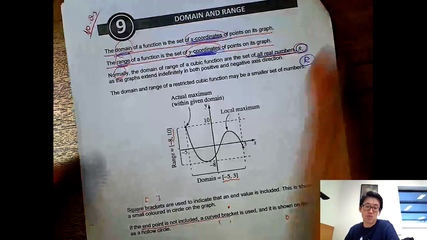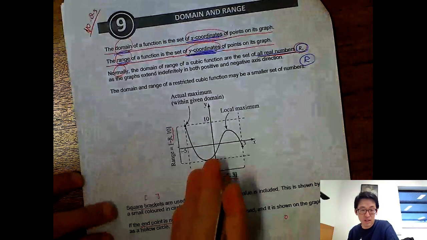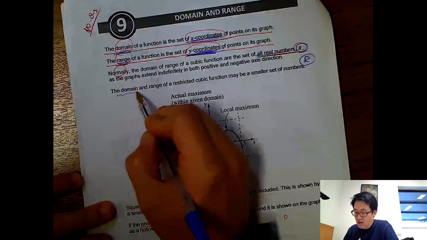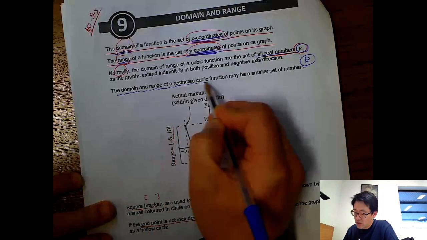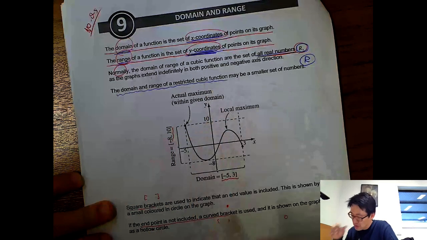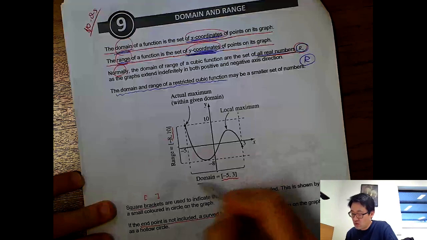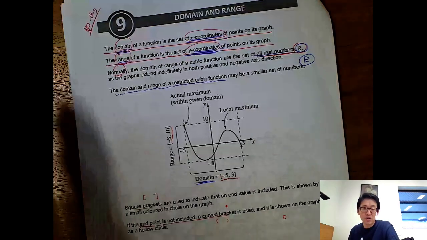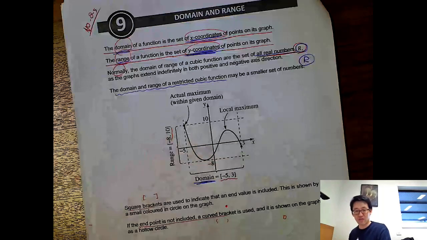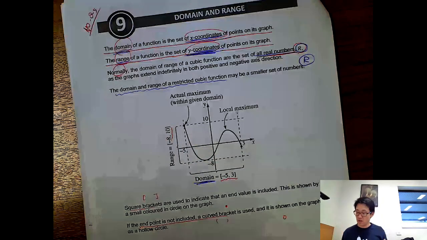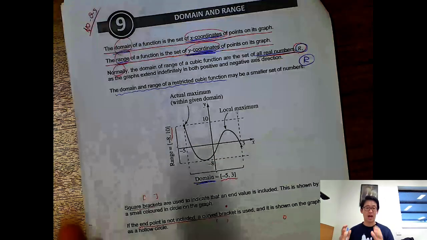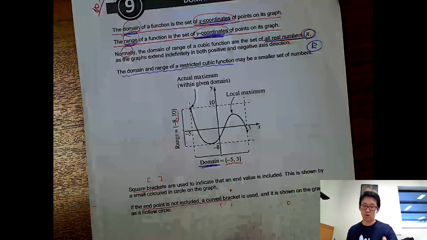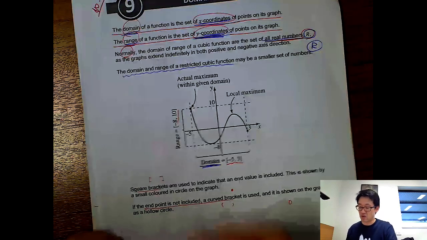Okay. Unless we have a limitation like this. In this case, there is a limitation. They use the words domain and range of a restricted cubic function. So they actually restrict the domain, because the range, the y values, depends on the x value. We restrict the x value, and then according to that x value, we will know the y value. So we plug in the x value to get that.